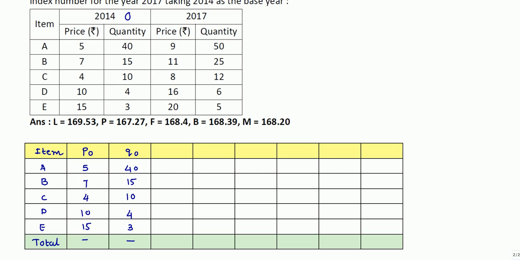Now price of 2017 is denoted by 1. Price P1 is equal to 9, 11, 8, 16 and 20. Now Q1, quantity of current year 2017: 50, 25, 12, 6 and 5.